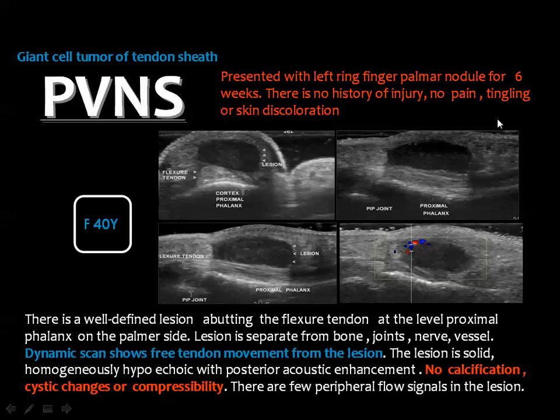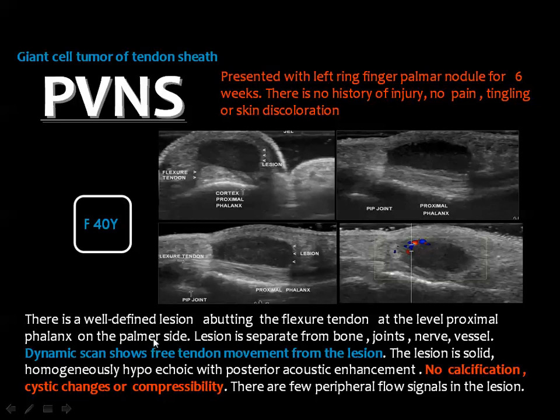And this is an example of a patient presented with a left ring finger nodule for 6 weeks. There is no history of trauma, no pain, tingling or skin discoloration. You see a homogeneously hypoechoic lesion, which on the dynamic scan, as I mentioned here, shows free movement of the tendon with regard to the lesion.